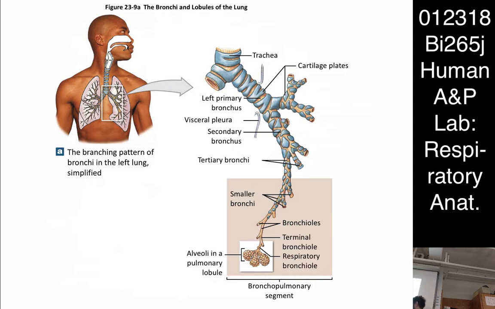Then finally, we get to the respiratory bronchioles, which are branches that give us little pockets where we can get gas exchange with the blood. They terminate in little pulmonary lobules that have little cul-de-sacs off of them, these little bubbles. The bubbles themselves are called alveoli, A-L-V-E-O-L-I. I don't know where the emphasis is. I've heard it both ways. I say alveoli.